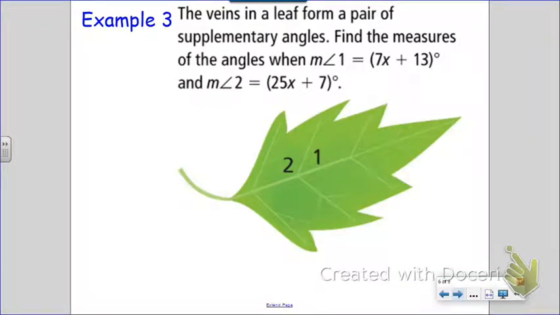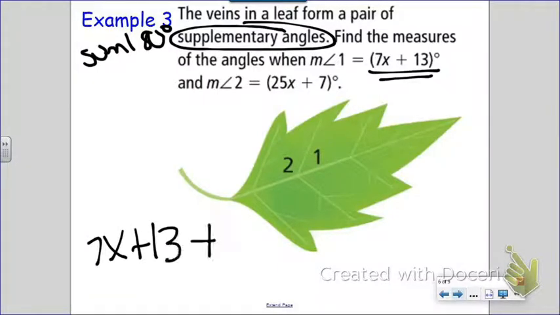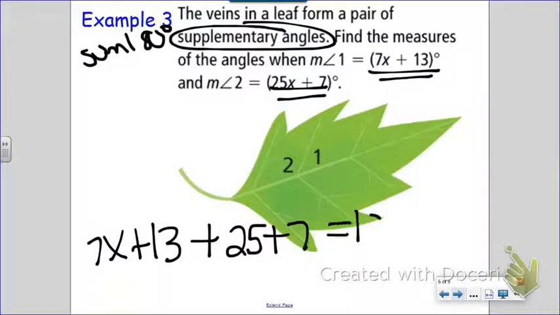The veins in a leaf form a pair of supplementary angles. Find the measures of the angles when the measure of angle 1 is 7x plus 13 and the measure of angle 2 is 25x plus 7. Our key here is that these are supplementary angles. That means the sum equals 180. I'm going to take 7x plus 13 plus 25x plus 7, set it equal to 180 degrees, and solve for x.